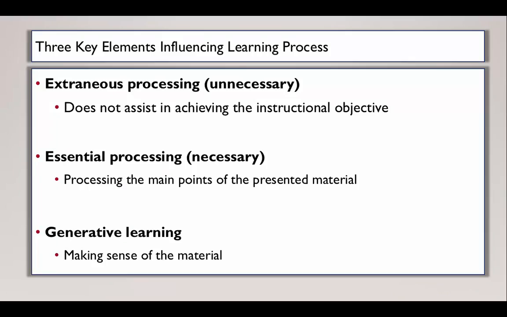In this theory, it is helpful to understand that there are 3 key elements influencing the learning process. Extraneous processing is cognitive processing that does not serve the instructional objective. Essential processing, which is cognitive processing of the main points of the multimedia presentation, and generative processing, which refers to cognitive processing aimed at making sense of the material.